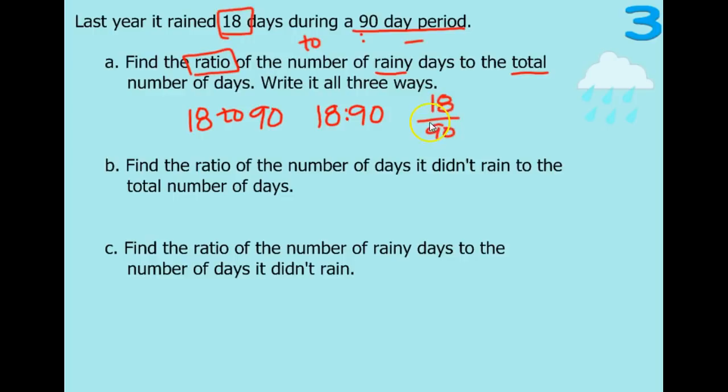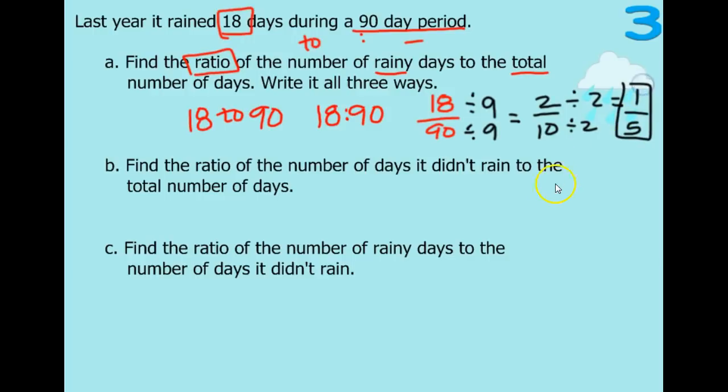This is great. They didn't ask you to simplify it, but if you wanted to, you could divide these both by 9, and you would get 2 over 10. We could continue to simplify, divide by 2, and we get 1 over 5. So we could have written this as 1 to 5 and 1:5. Either way, if you wrote what's in red or in black, they'll both work.